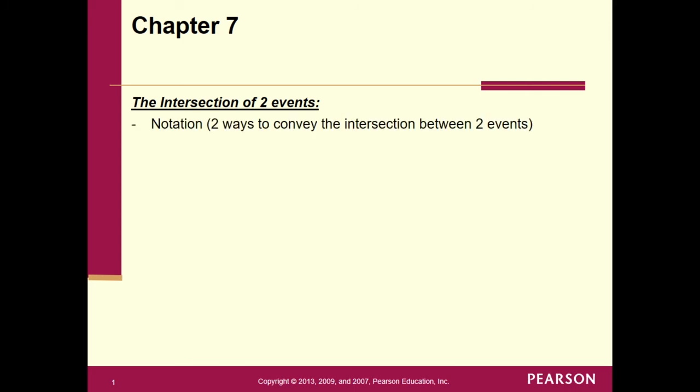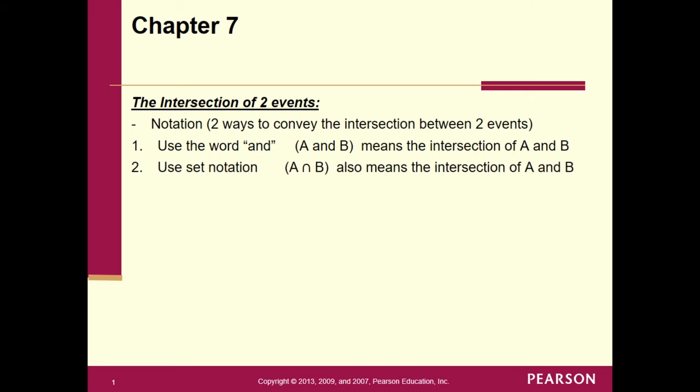There are two ways that we can show the intersection of two events with regards to notation. The first way is that we could use the word "and." This is the most popular way currently. So if you saw A and B, where A is an event and B is an event, that's the intersection of event A and event B. You could also use set notation that has this upside down U. That was used quite some time ago and was more popular then, and it has become less popular now. But if you ever see it, there you go.